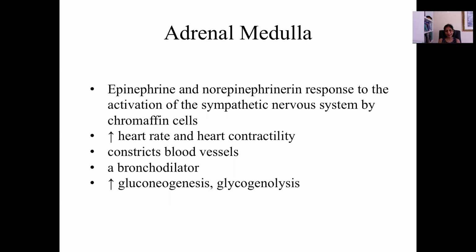Now let's focus on adrenal medulla. This is where we talk about two catecholamines, epinephrine and norepinephrine. It has a typo here, so I'll fix this, norepinephrine. Okay, so this is almost like the activation of the sympathetic system. Chromaffin cells are nothing but neurons. They release these hormones in response to sympathetic activation. Sympathetic activation releases epinephrine and norepinephrine.